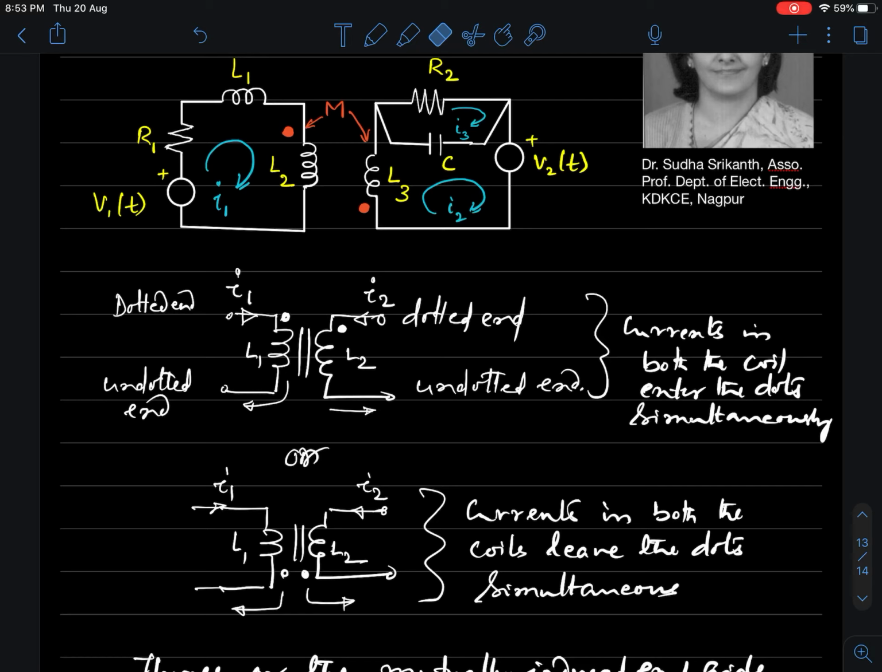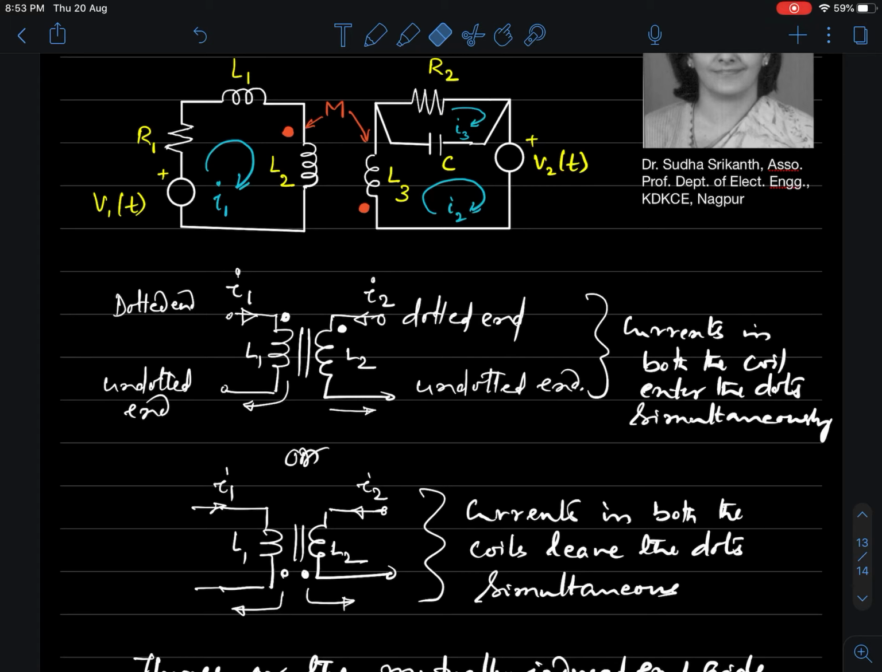At the same time, if the current leaves the dot, instead of entering the dot, then the induced EMF will have a negative polarity at the dotted end. That's all we need to understand and remember. If we can remember this much, we can apply and proceed. There are only two things: one, current entering the dot, another, current leaving the dot.